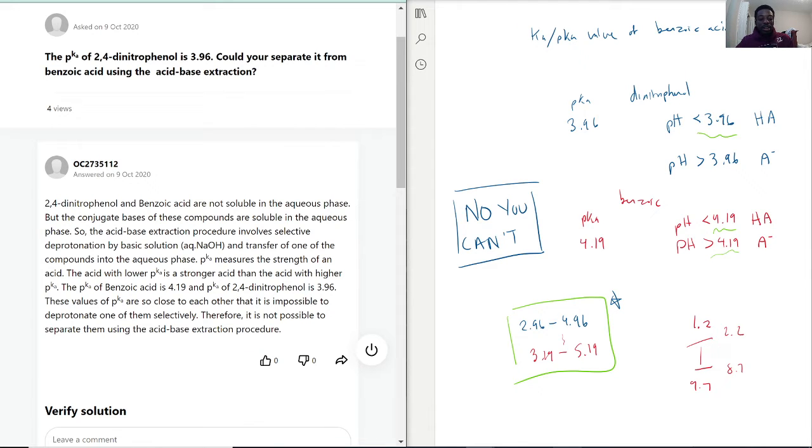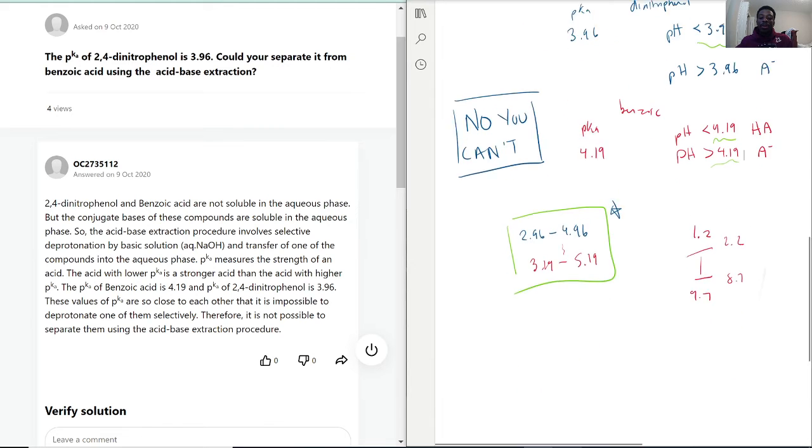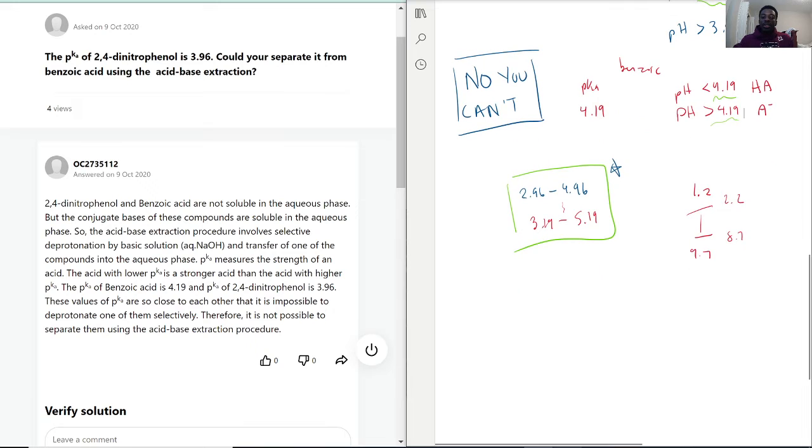But exactly, the issue with this acid-base extraction is that the pKa is so close between the two that as you're trying to add enough sodium hydroxide to separate them, once you hit a pH of 4, you get both the dinitrophenol and benzoic acid into the water solution, and then you still have some dinitrophenol and benzoic acid in the non-soluble part, so it would not really separate well. So with that being said, let's move on now to question number 4.